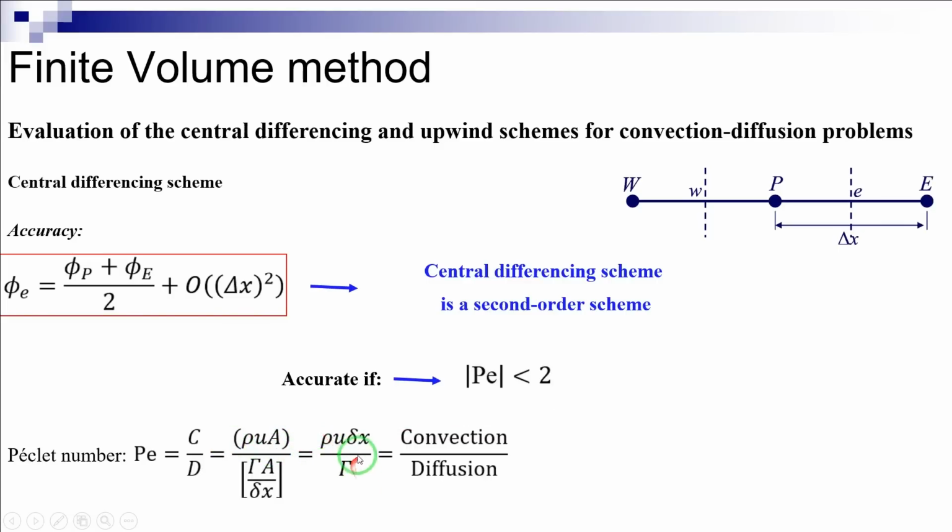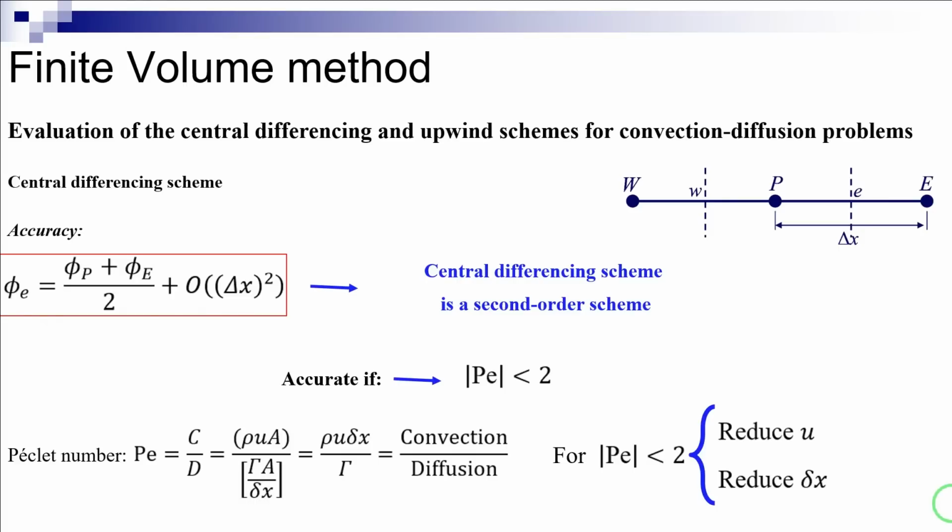Flow velocity u and the size of the grid delta x. Thus, to guarantee that the Peclet number is less than 2 in the whole computational domain, we can either reduce the flow velocity u or reduce the grid size delta x. Due to this limitation, the central differencing scheme is not a suitable method for discretizing equations for general fluid flow calculations.